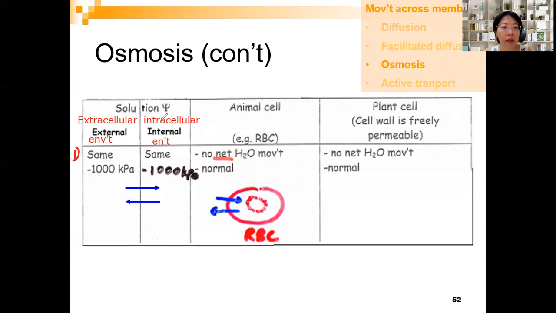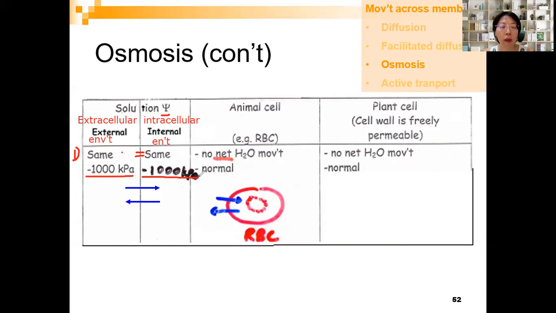Okay, first scenario is number 1. The water potential, psi, of the extracellular fluid and intracellular fluid is the same. So both of them are the same. Let us pick a value to represent the water potential. So let's say, for example, external water potential is negative 1000 kilopascal, and internal fluid water potential is also negative 1000 kilopascal.